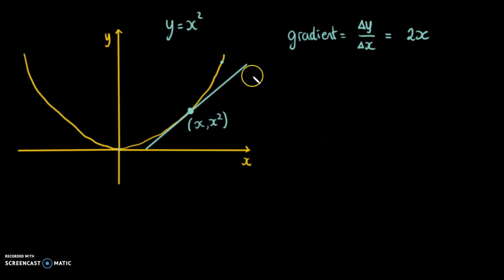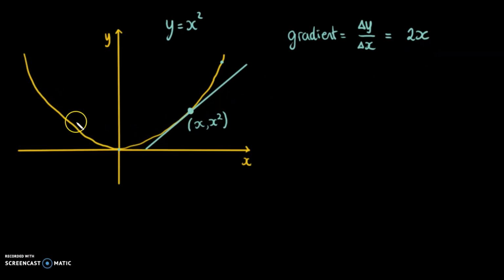So last video we figured out how to find the gradient of any point of this graph y equals x squared. We found that to be 2x, and I've written it down here. Gradient equals the change in y over the change in x, and that we found to be 2x. And that's for a general point.